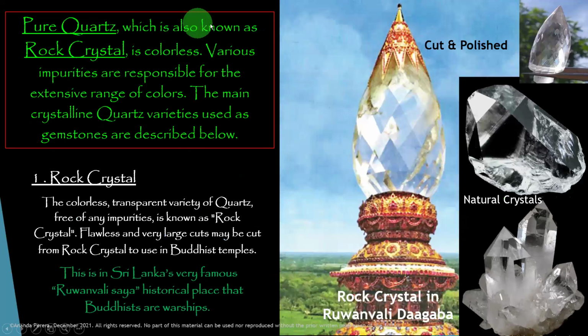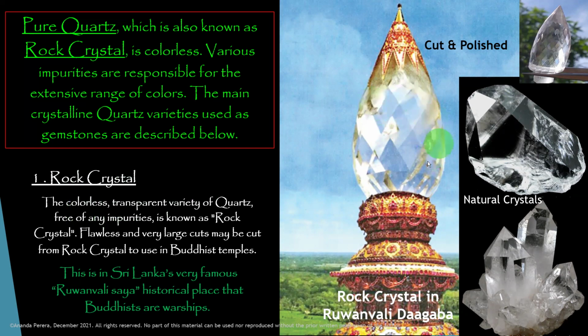Then we are moving here. It is white quartz, pure quartz. Pure quartz has no color and is known as rock crystal. Another name for pure quartz is rock crystal. It is colorless. Various impurities are responsible for the extensive range of colors, like other gemstones. The main crystalline quartz varieties used as gemstones are described below. Number 1, rock crystal.